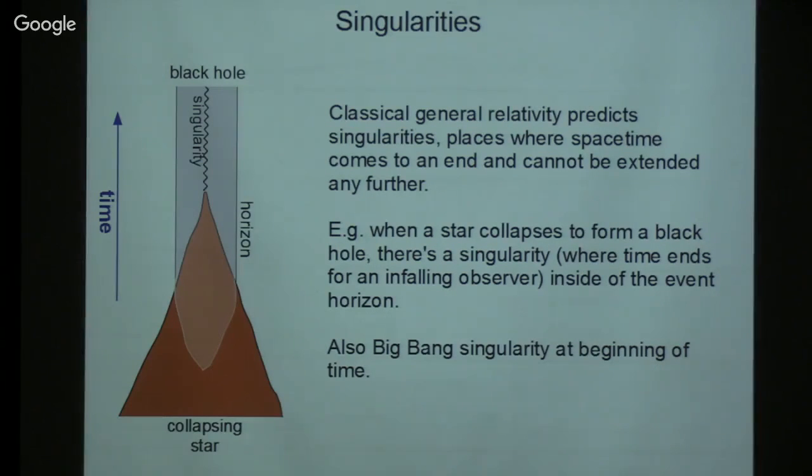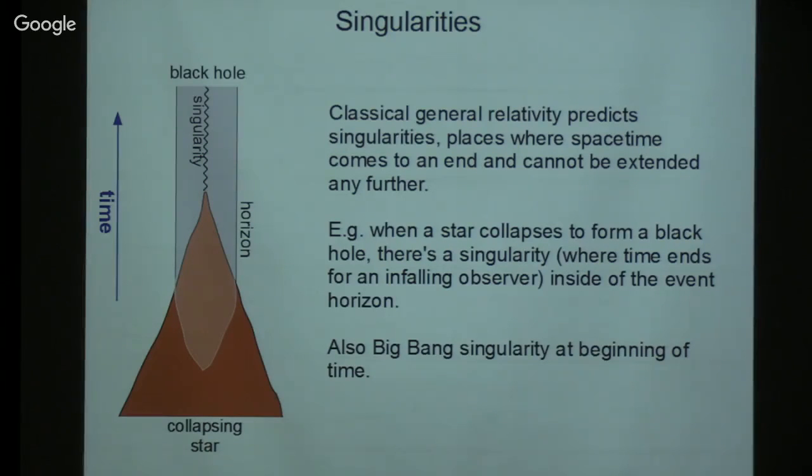So in classical general relativity, there's a number of situations in which the theory predicts singularities, which are places where space-time comes to an end and it can't be extended any farther. I've drawn here a space-time cartoon of a collapsing star at the end of its life, which is massive enough to form a black hole. As the matter collapses, it eventually produces a singularity.